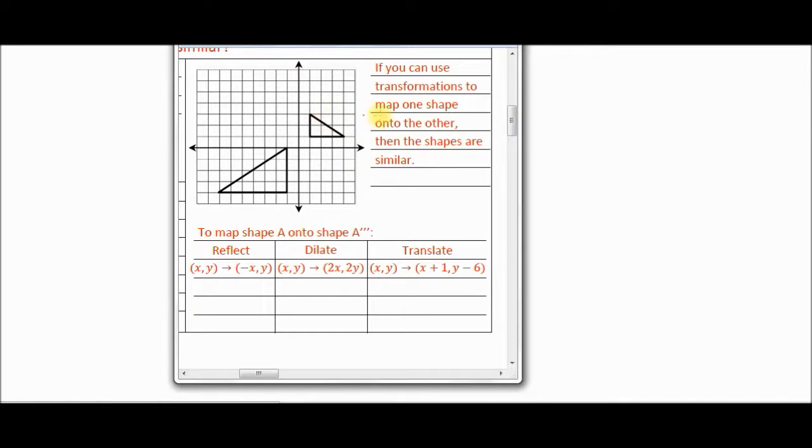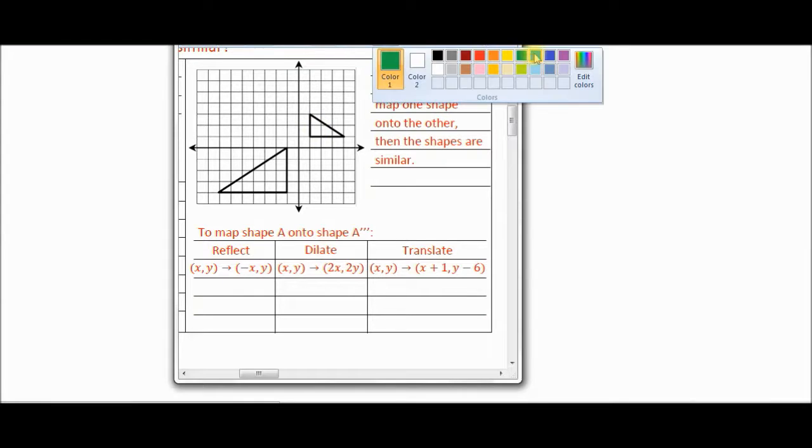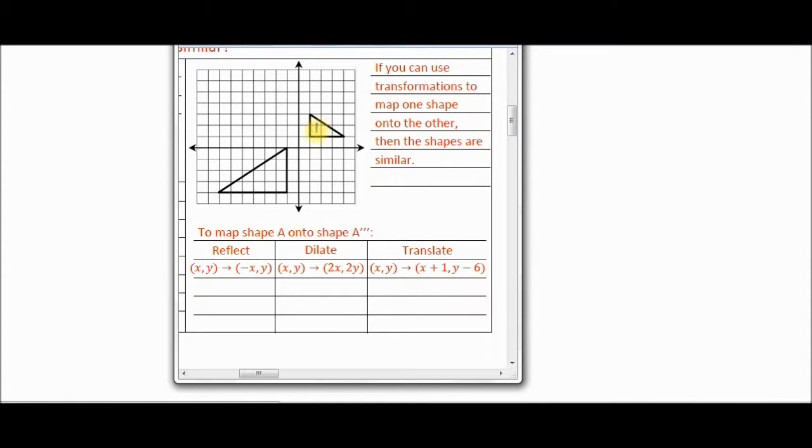Let's pretend that this shape here, let's call this shape A, and we're going to call this shape A prime, prime, prime. The reason why, you'll see in a moment. Now, if I want to prove that this shape A is similar to A prime, prime, prime, if I can find a number of transformations that will get me from A to A prime, prime, prime, then I can prove that those two shapes are similar.